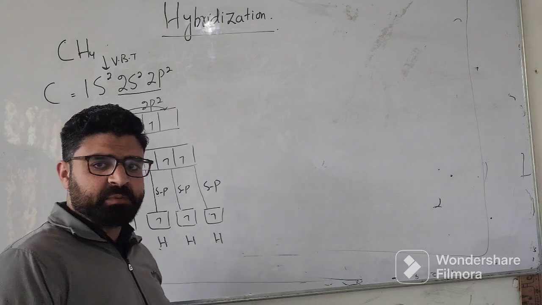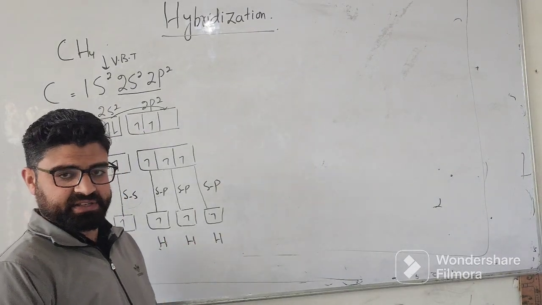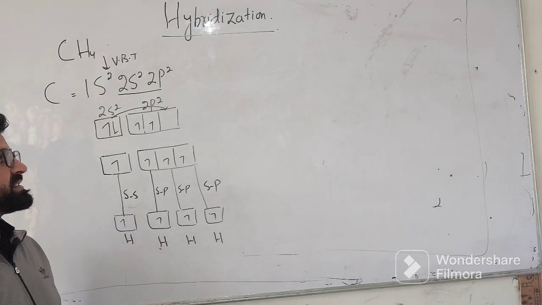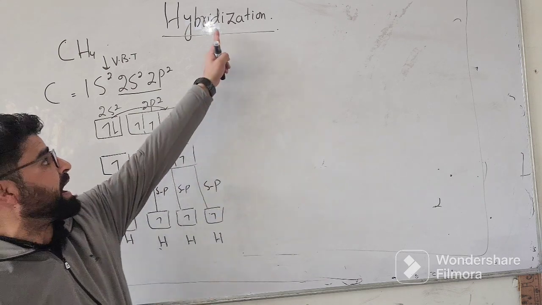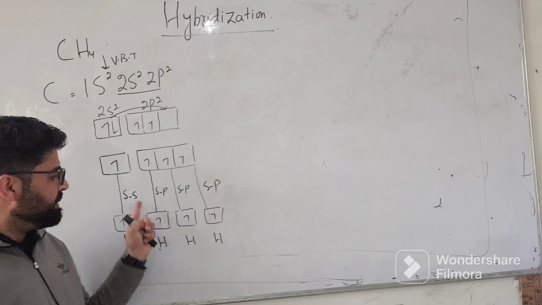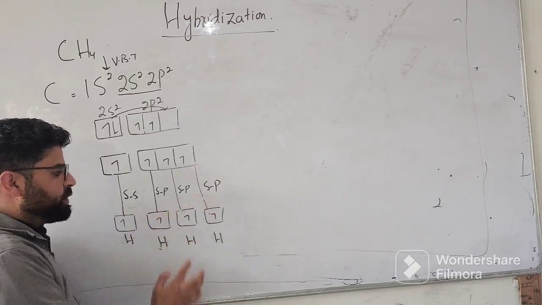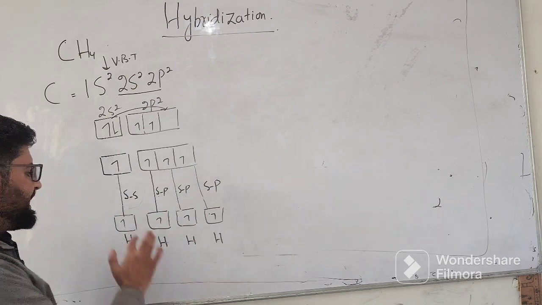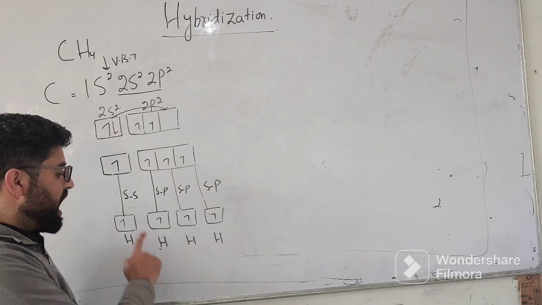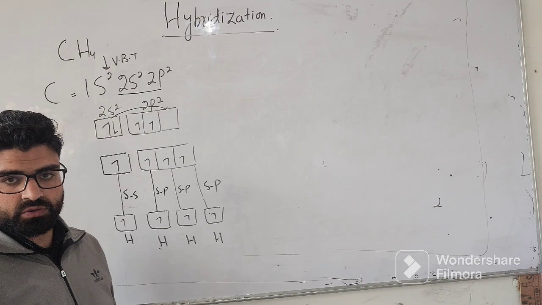So there is the difference between the observed result and the experimentally determined result. To explain this concept, the concept of hybridization was introduced. Because when we apply VBT on this, according to VBT, the bond formed by sp overlap must be stronger than the bond formed by ss overlap. But experimentally we see that all the four bonds in the CH4 are equally strong.